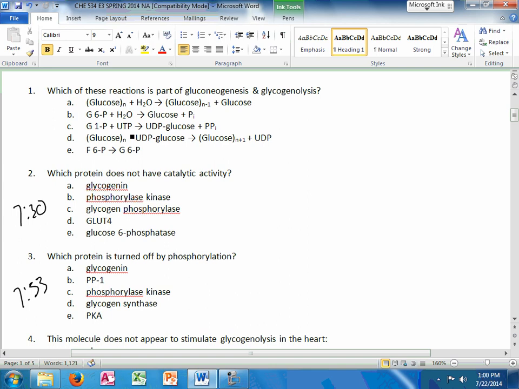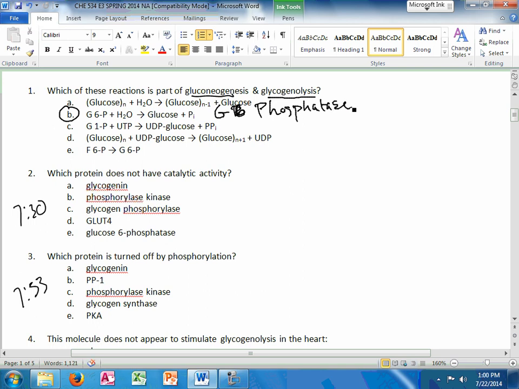First question: which of these reactions is part of gluconeogenesis and glycogenolysis? Glycogenolysis is the breakdown of glycogen. The answer to this one is B. So the enzyme is G6-phosphatase.